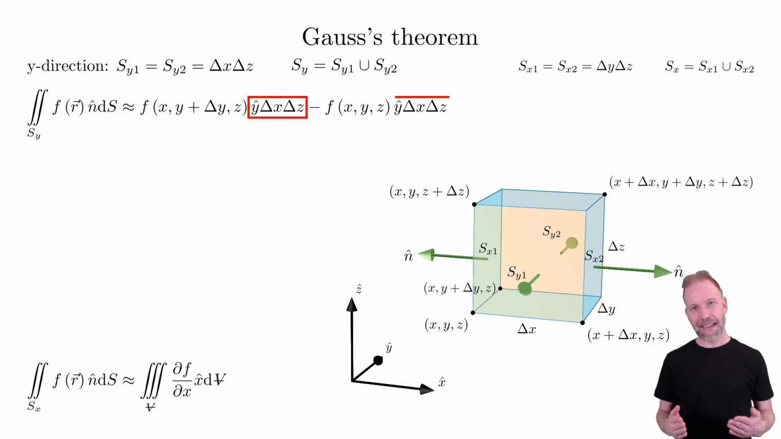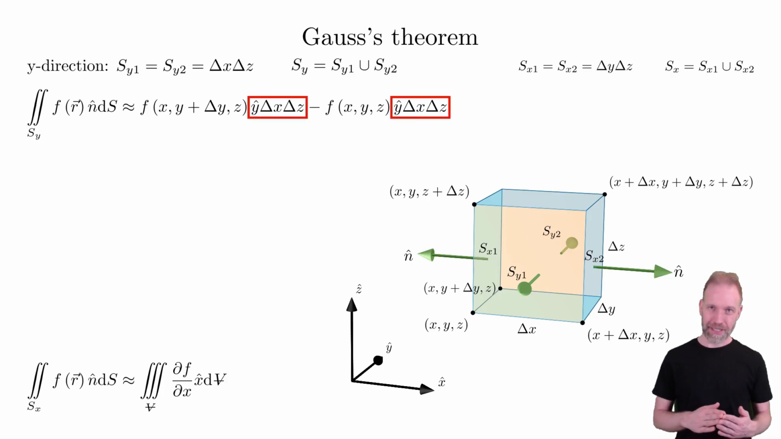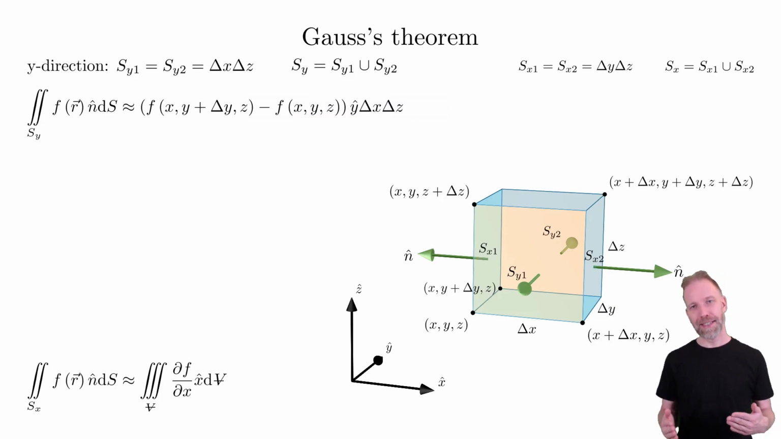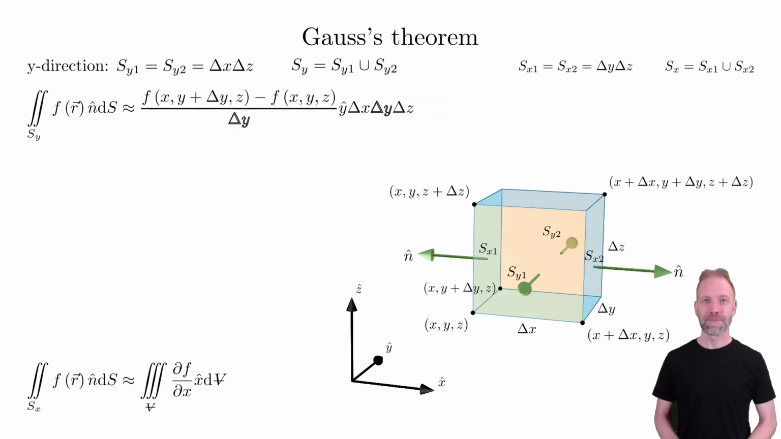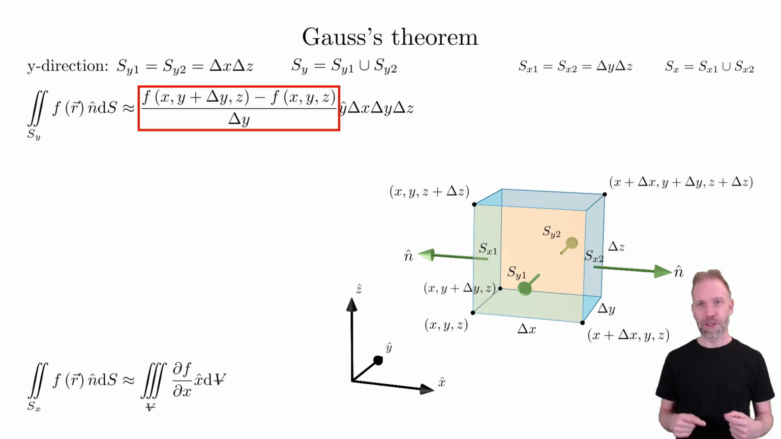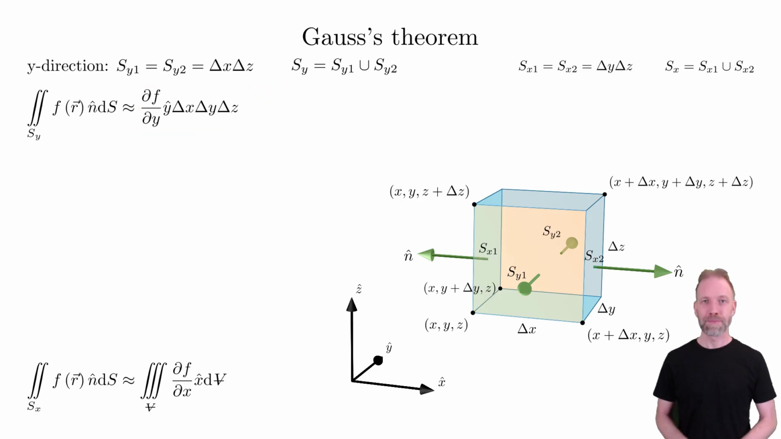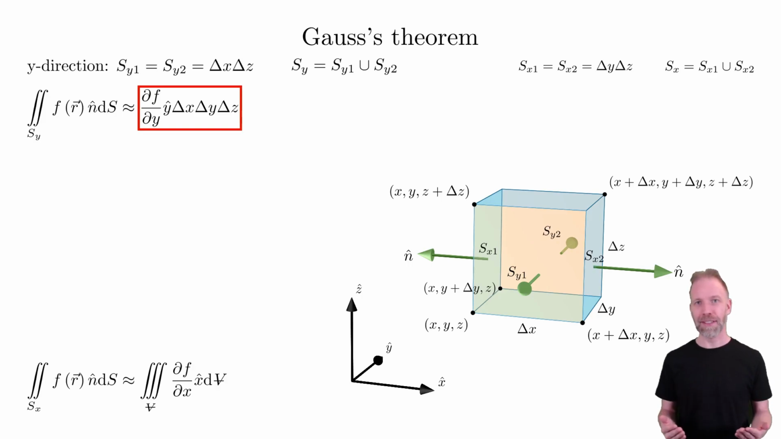Y hat delta x delta z is the common factor this time. Multiply and divide by delta y. This can be identified as the partial derivative with respect to y. And finally, assume that the f dy is approximately constant and rewrite as the volume integral.